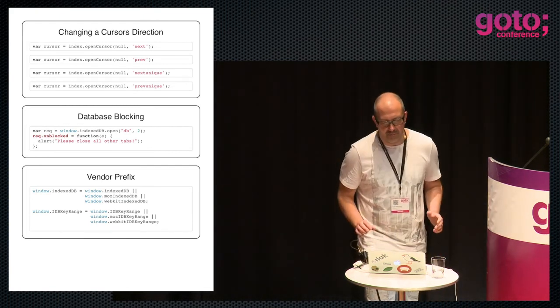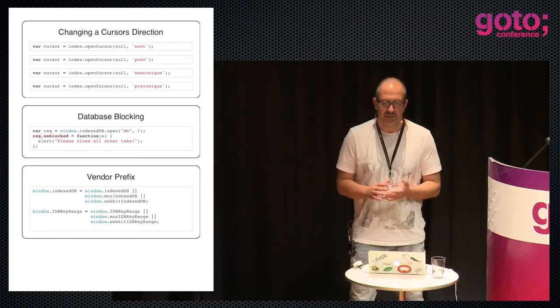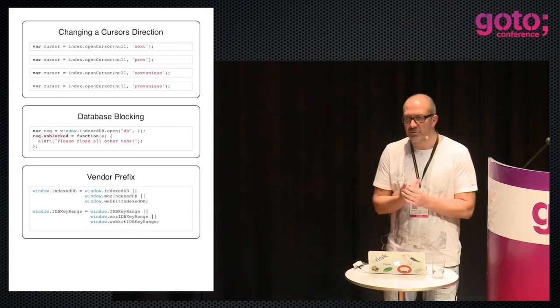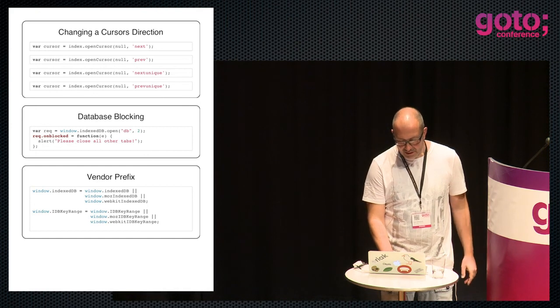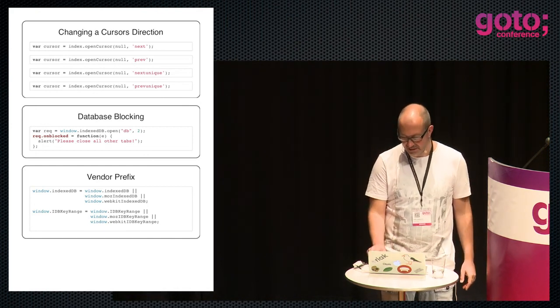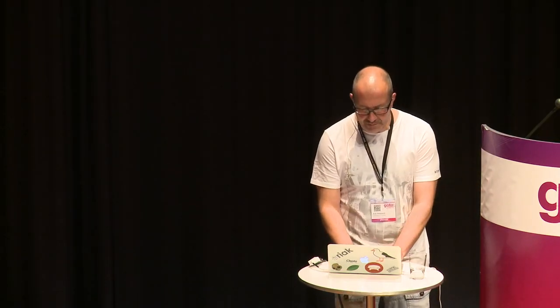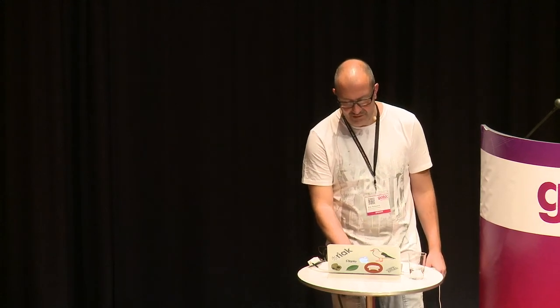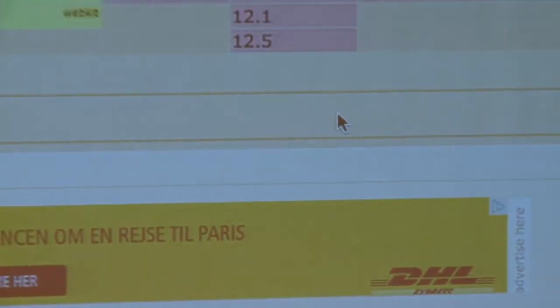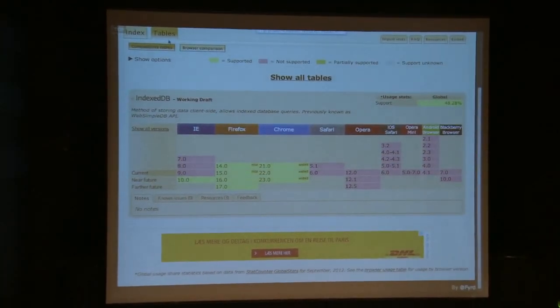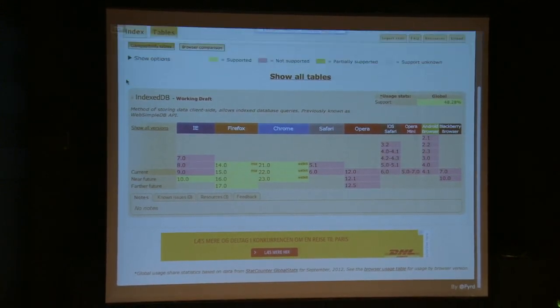This is a newer specification, so there are vendor prefixes. If you want to use this, you have to bypass the vendor prefixes, something like this. When can I use it? It's all red on the mobile side here, and that's not good. But I think it's the specification of the future. I think in a year or two, we will see that this will be in all the major browsers.